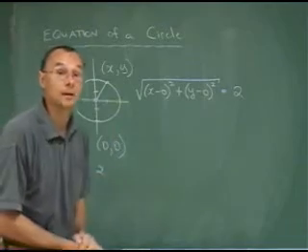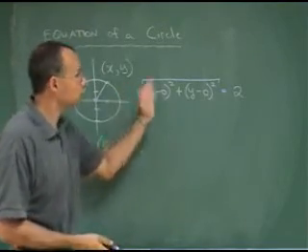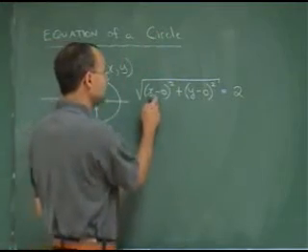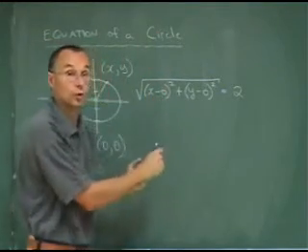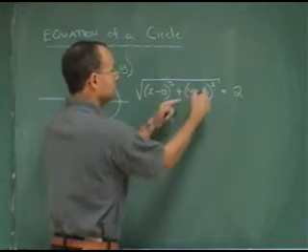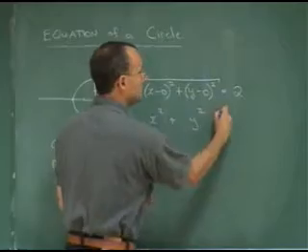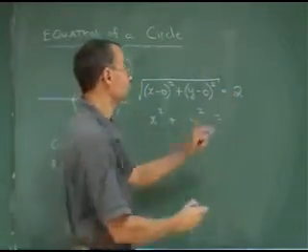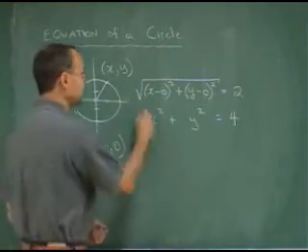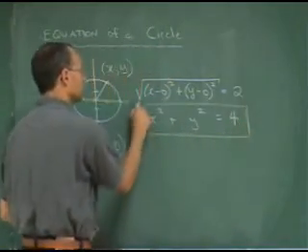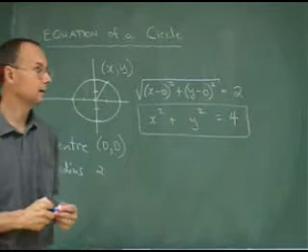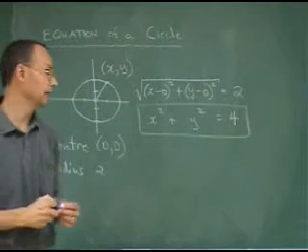Now I'm going to clean that up. To start with, I'm going to square both sides to get rid of the square root symbol on the left. At the same time, I can see x minus 0 is just x, so this is just going to be x squared. This is just going to be y squared, and if I square both sides, 2 squared is 4. And there it is. This is the equation of this circle.